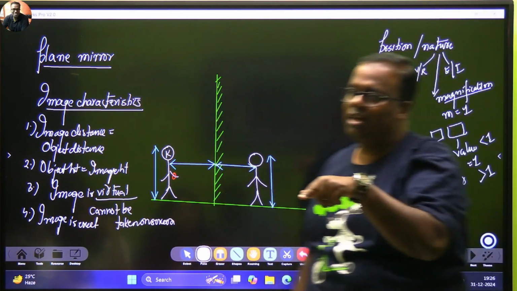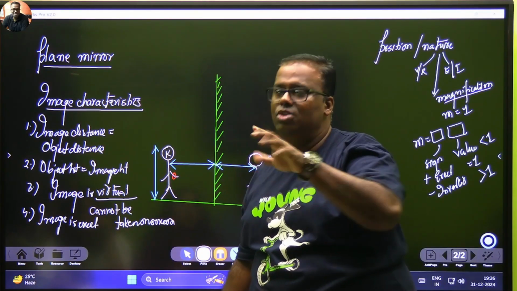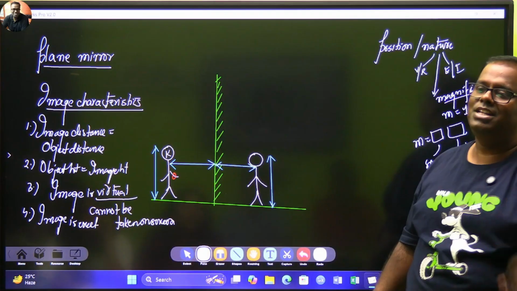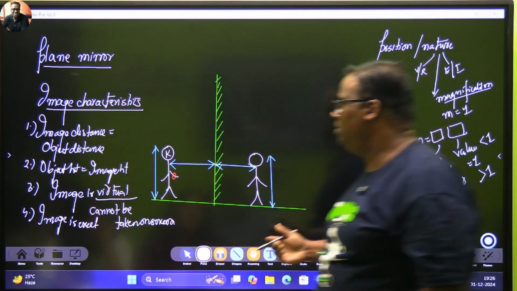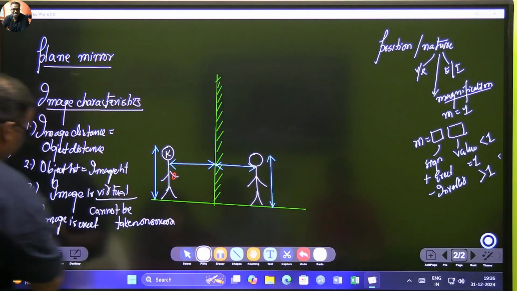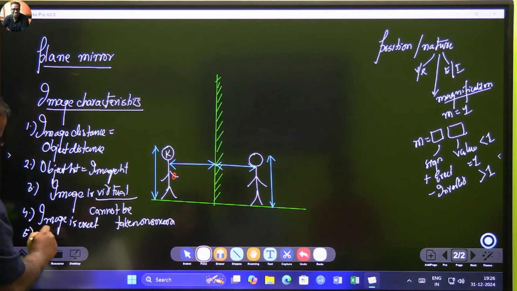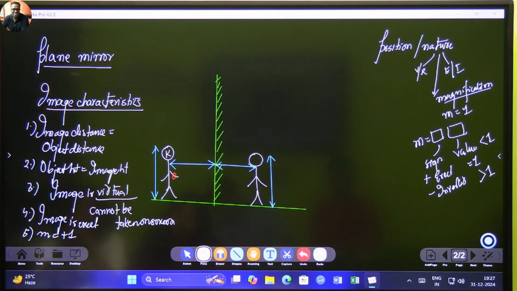-3 means 3 times big. So what is your ID card? Your ID card is plus, less than 1, because in your ID card you are shown erect. So it's plus and it's less than 1. In the case of a plane mirror, our magnification will always be how much? 1. Image is direct, image is virtual, same size. So your magnification factor will always be +1. Means you are erect. Understood?